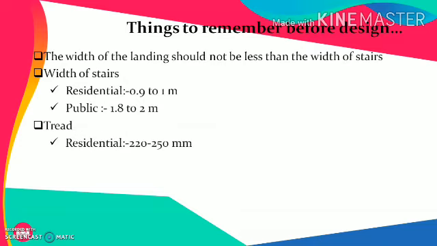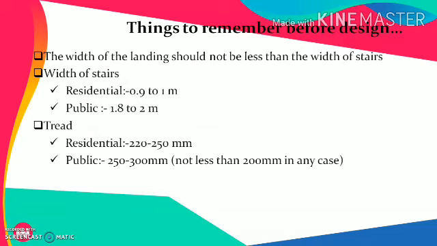Tread. For a residential building, the tread should be in a range of 220 to 250 millimeters or 22 to 25 centimeters. While in case of public building, it will be a bit larger and will be in a range of 250 to 300 mm. And in no case it should be less than 200 mm, whether it is residential building or public building.